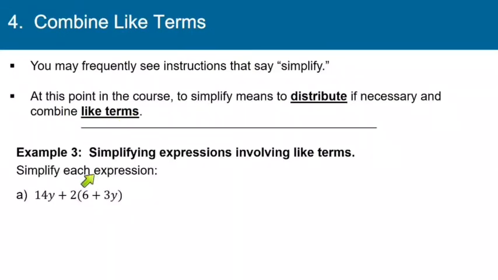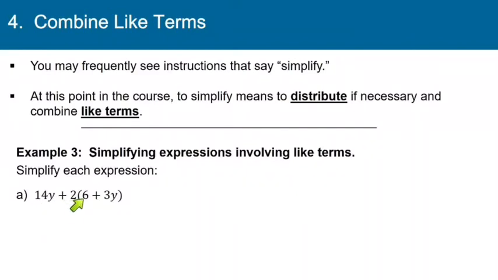So let's look at example 3 together. This says simplify each expression. And this expression is 14y plus 2 times 6 plus 3y. Now notice that it doesn't say solve. They're not asking us to find out what y is. They're just asking us to write this expression in the simplest form possible.